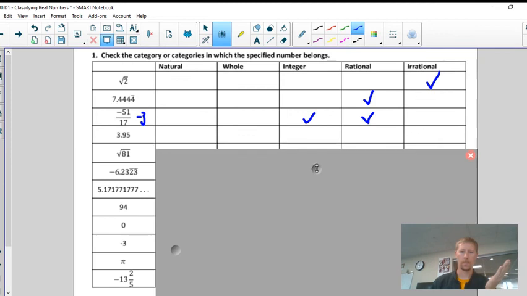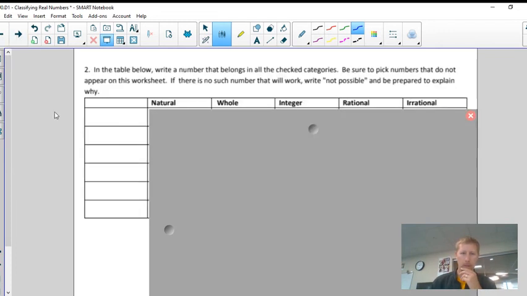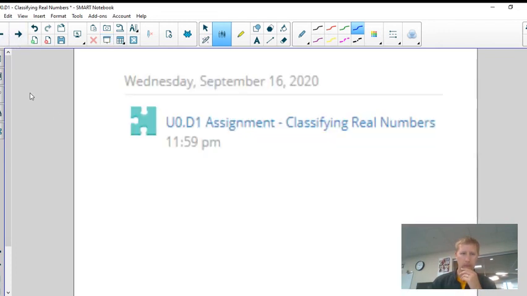All right, one more. 3.95, that's a decimal. So we know it's not any of these first three. It's not natural, it's not whole, it's not an integer. But 3.95 is a rational number because it is a terminating decimal that ends, right? It's just 3.9500000000. Okay, so the digit ends at 5. So it's just rational. And of course, all of these are real numbers as well. All right, so that's classifying numbers.